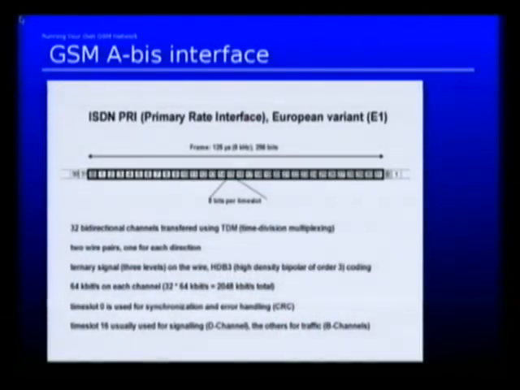So this is a slide about the time multiplex on the ISDN primary rate interface. You have 32 channels. One of them is used for synchronization and error handling, and the other channels you have available for actual payload data. Every BTS uses one of these channels for the signaling, OML and RSL, one of these time slots. And then you use, for every 4 on-air time slots, 1 additional E1 time slot on the wired interface.